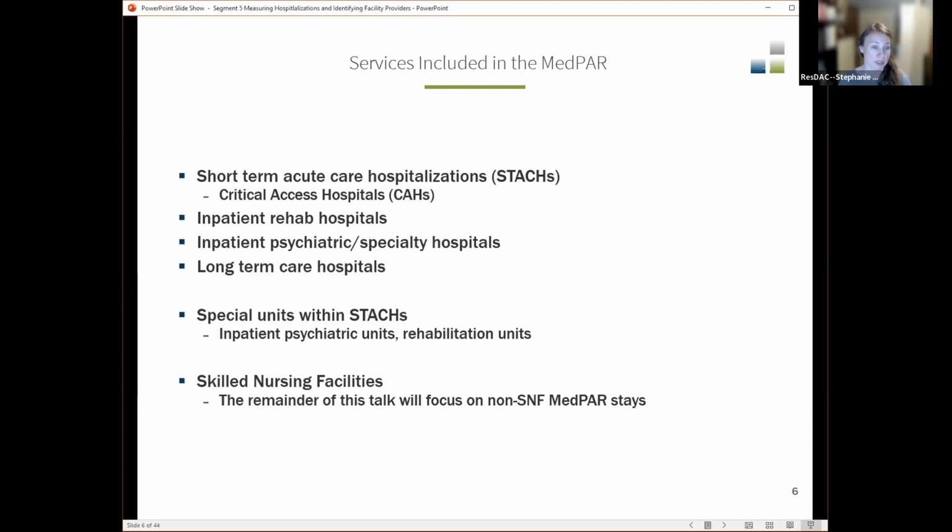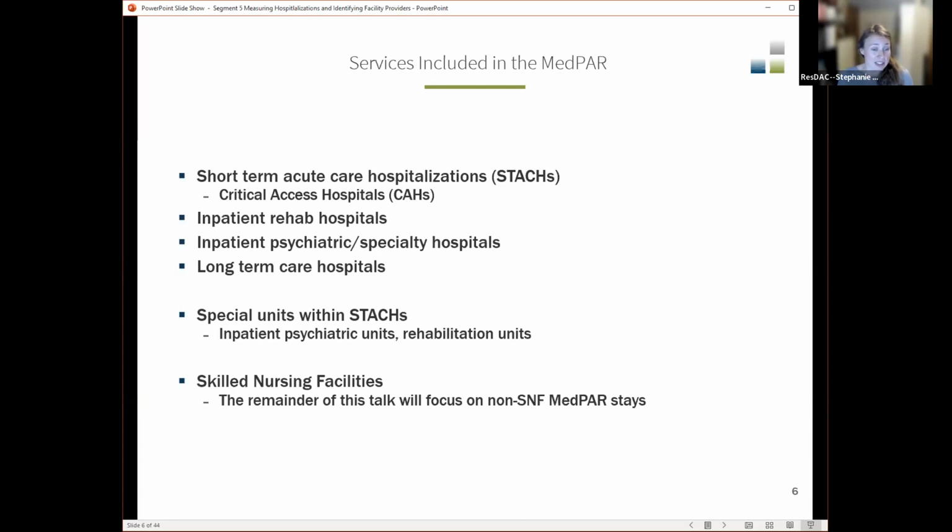short-term acute care hospitals. So sometimes within a hospital, they will have a unit for inpatient psychiatric stays, or a unit that takes care of people who need rehabilitation. Now, these are somewhat an artifact of the way that CMS fee-for-service pays for hospital stays. They have different payment systems for these different types of services, and that's why the special units within a short-term acute care hospital will need to be identified separately because they will have a different actual payment system.